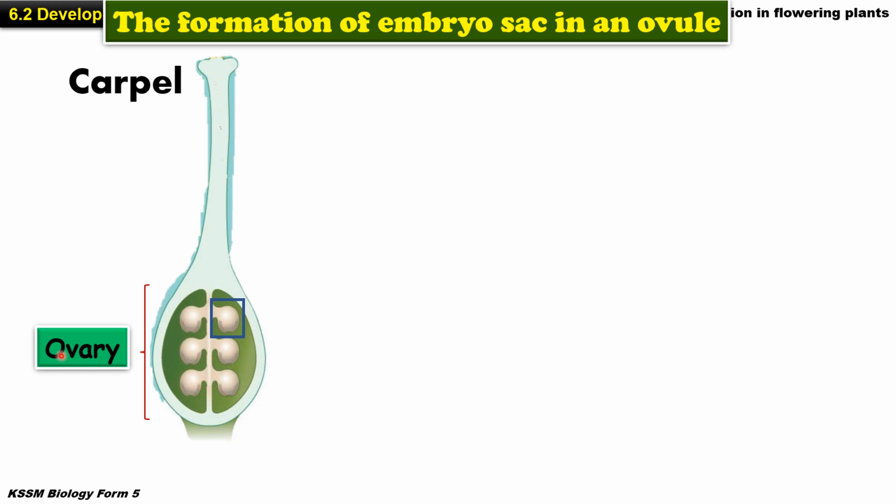Okay, done? Alright. Formation of embryo sac ni occur at where? It occurs in the ovary, which is in the ovule. So, tadi dah lukis kan? Sambung saja daripada lukisan tadi tu, you lukis yang ini.